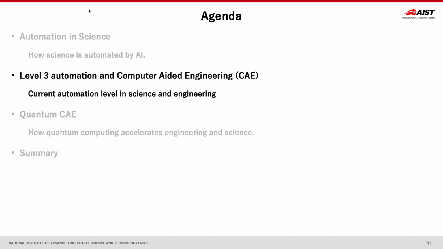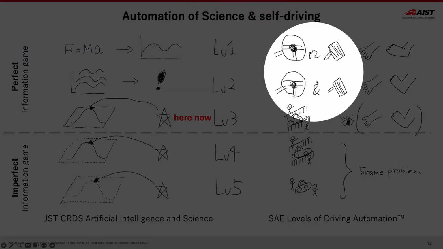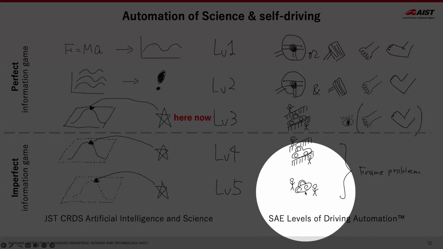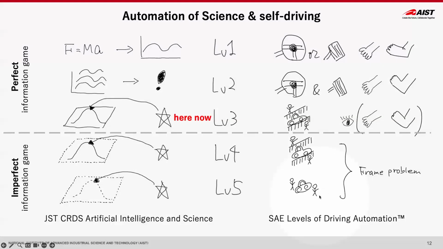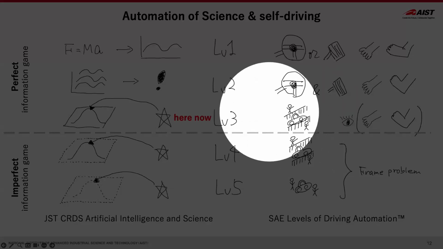And for the current status, I want to compare AI for science and CAE, what we are doing with the CAE tools. So you may know the automation levels of self-driving, which I put here on the right side. Their extreme goal is that we don't have to drive; the car itself drives. But we still don't have this. The current status is around level 3.